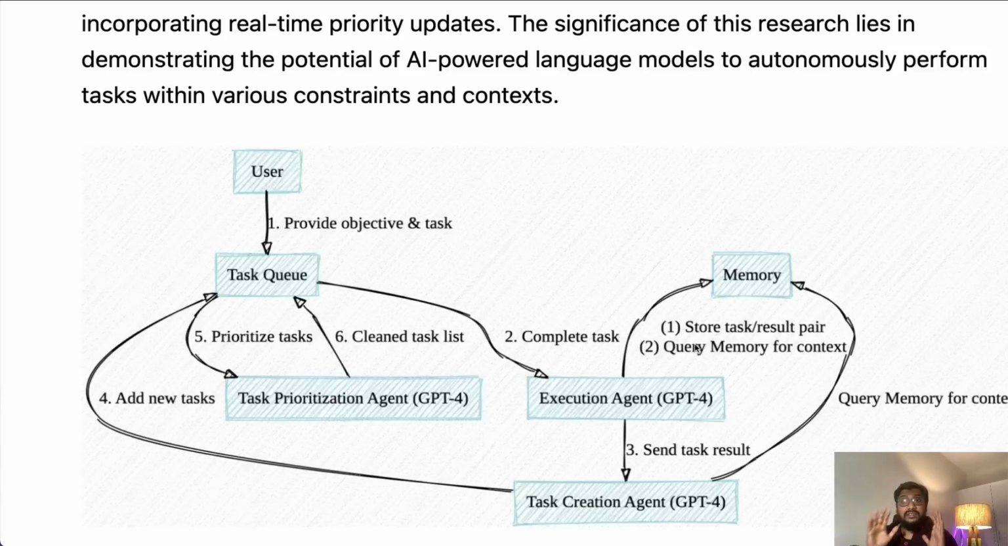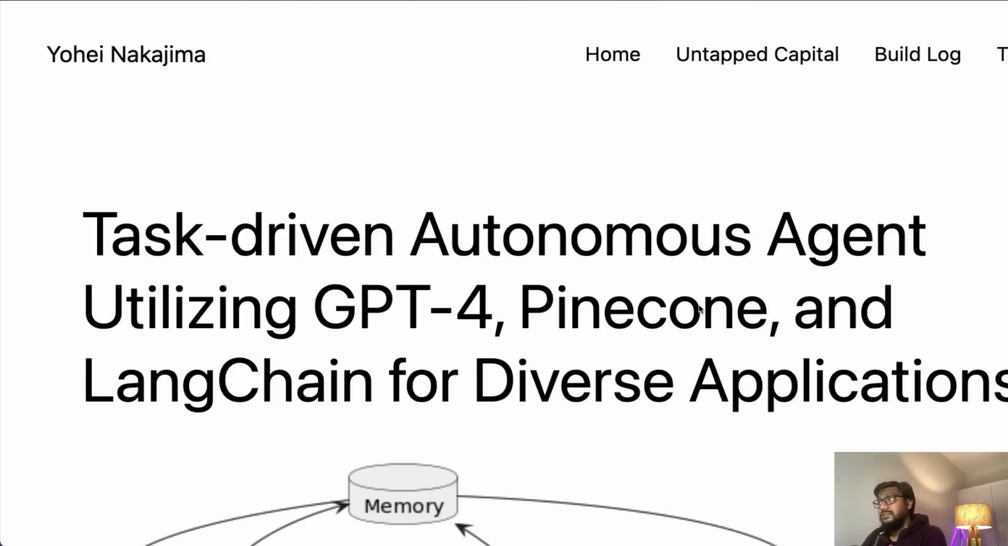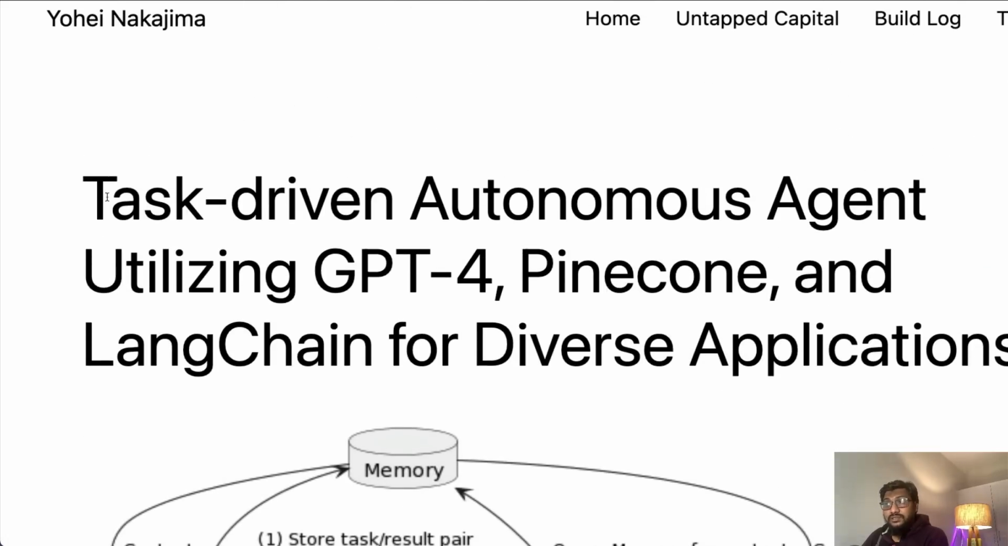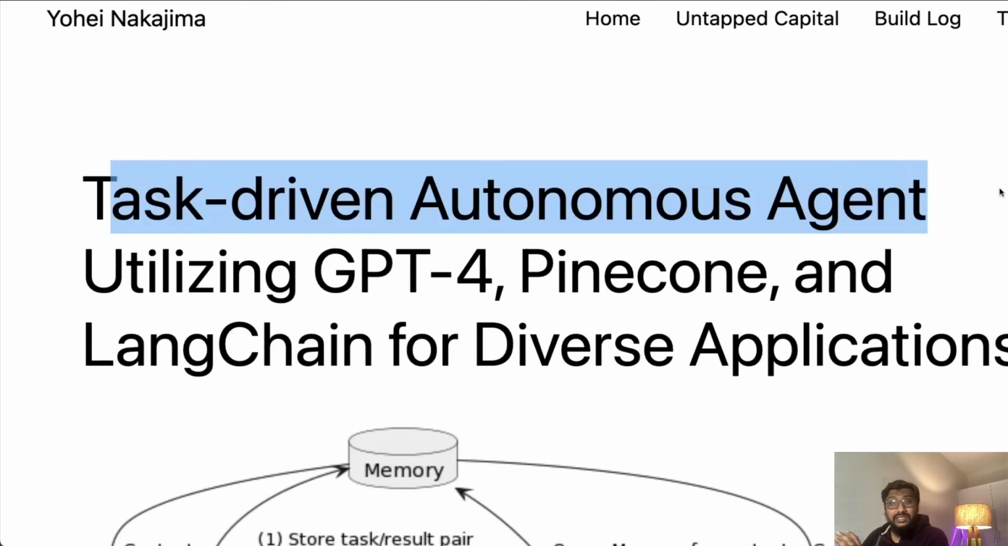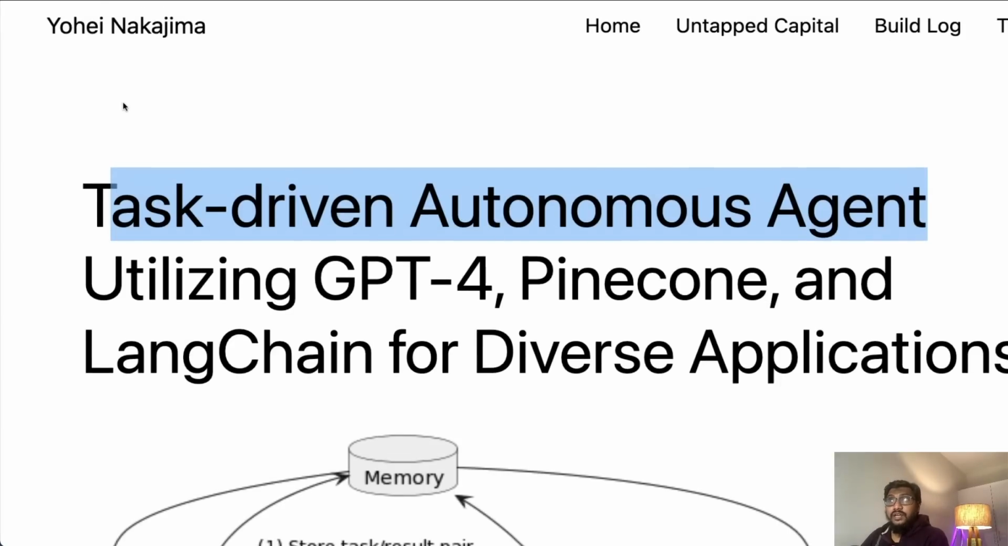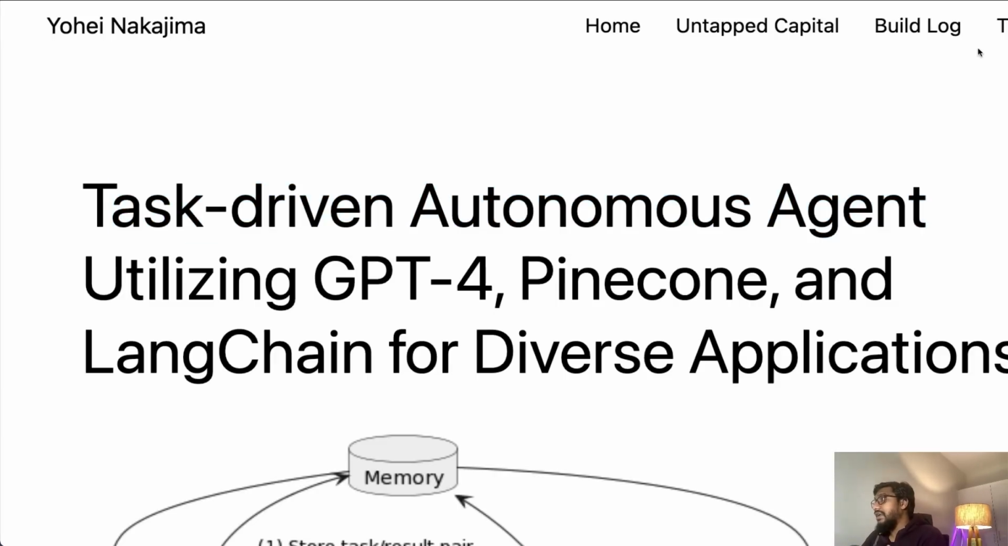So this is the system that we have conceptually called the task-driven autonomous agent, or task-driven autonomous AI, and this has been created, like I said, by Yohei Nakajima. I hope I'm pronouncing the name correctly. Sorry, Yohei, if I'm pronouncing it wrong. If you see the system, this is a fabulous system.